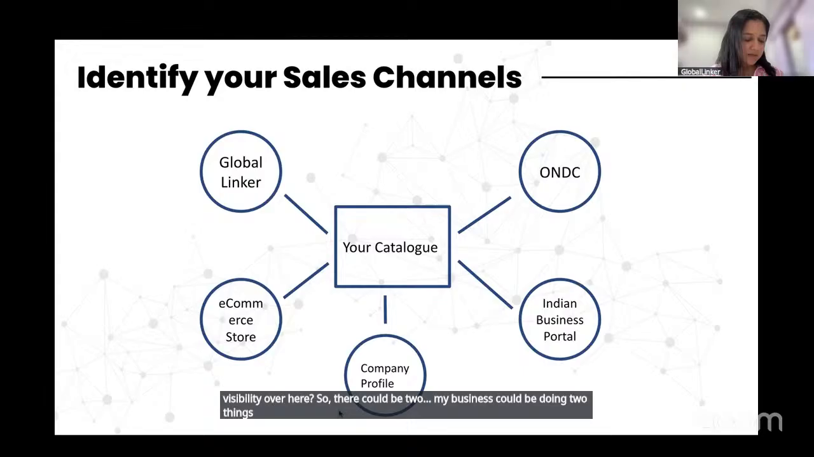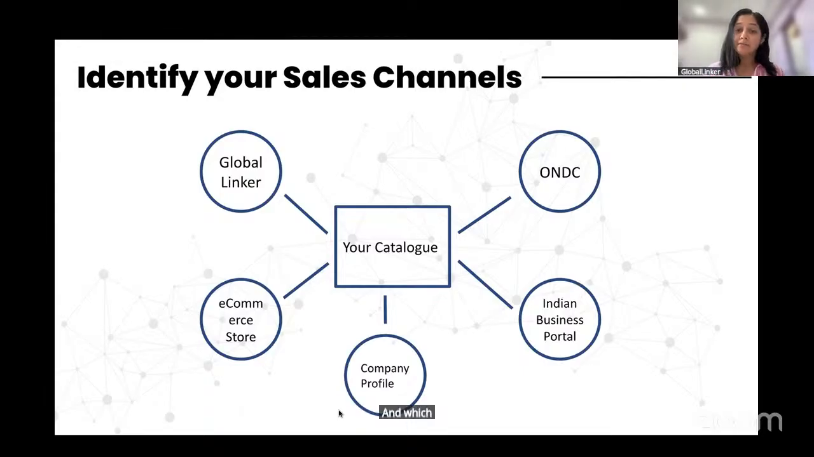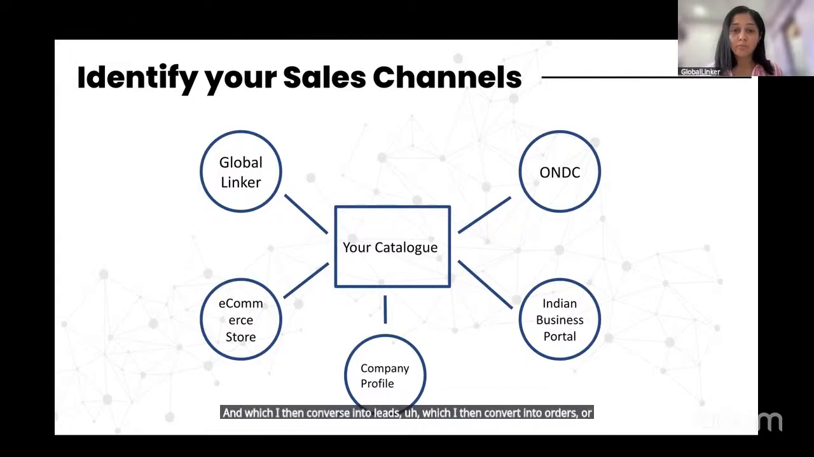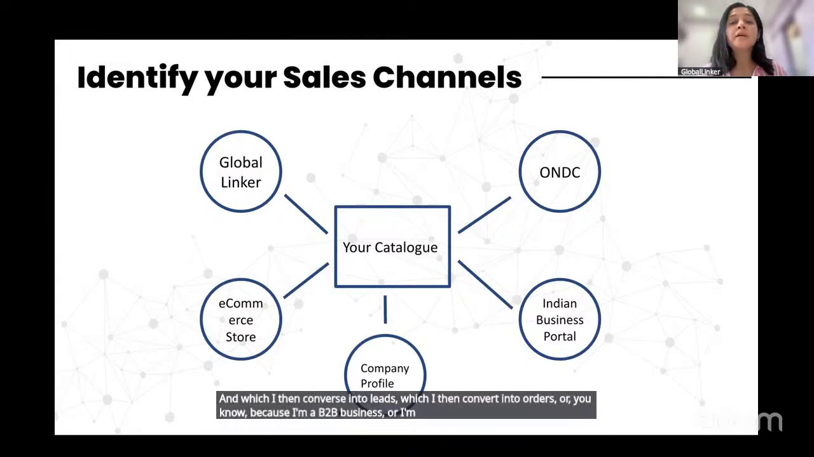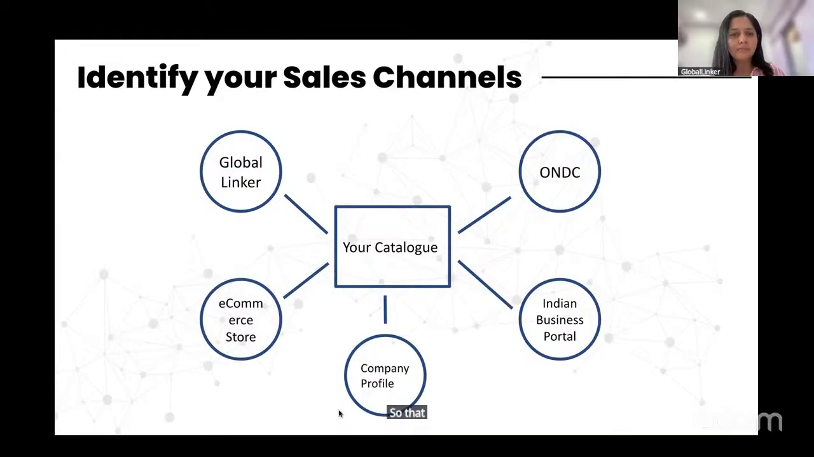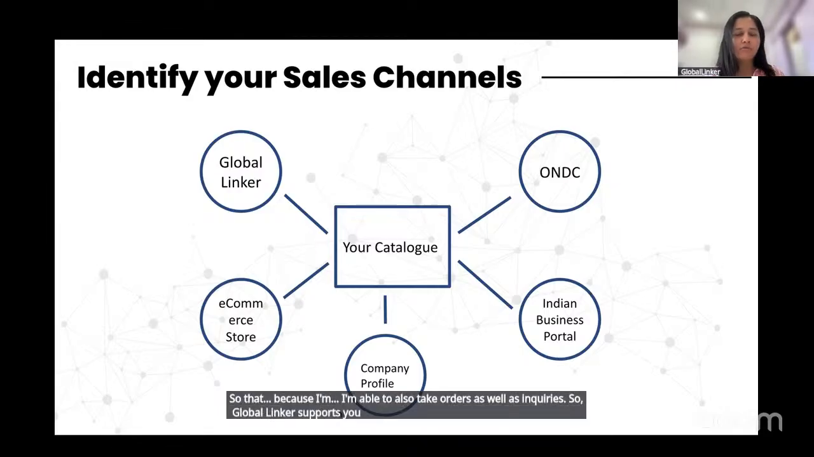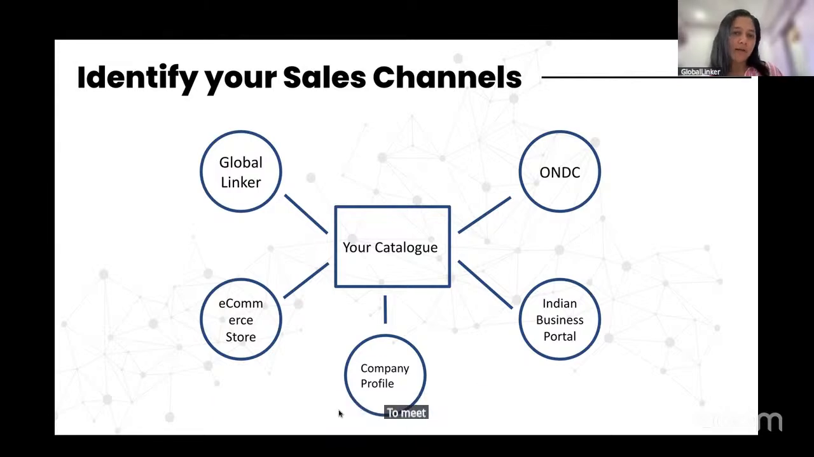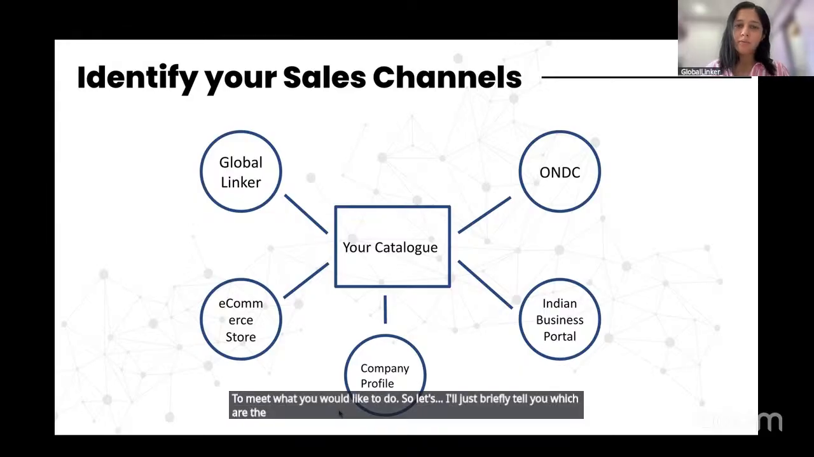I work primarily on inquiries, which I then convert into leads, which I then convert into orders, because I'm a B2B business or I'm into exports, etc. I primarily work on that, and I take orders, so that because I'm able to also take orders as well as inquiries. So GlobalLinker supports you with both, and it gives you 5 channels which you can leverage to meet what you would like to do. So I'll just briefly tell you which are the 5 channels. We have GlobalLinker as a marketplace.